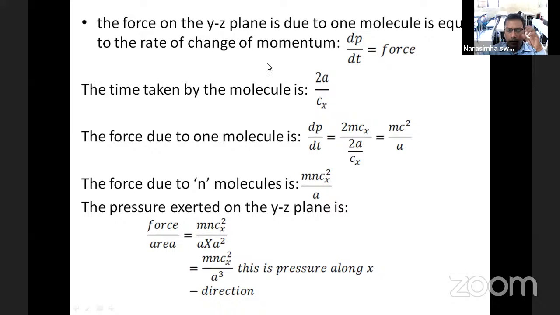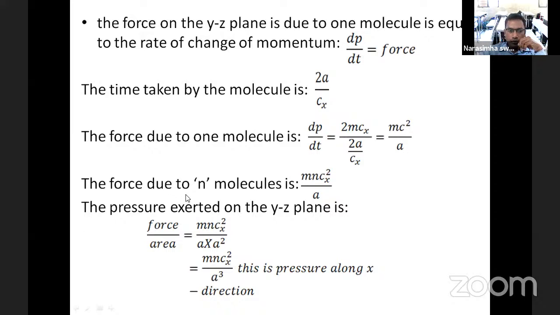So we consider one molecule moving in the cube from one side, a distance a, hitting the wall, and after that coming back, covering a distance 2a, moving with the velocity cx, where cx is the velocity along the x-axis. So 2a by cx is the time, and the force due to one molecule is dp by dt. dp is the change in momentum, that is 2mcx as we just calculated, and dt is 2a by cx. Finally we get mcx squared by a as the force exerted on the wall due to one molecule.